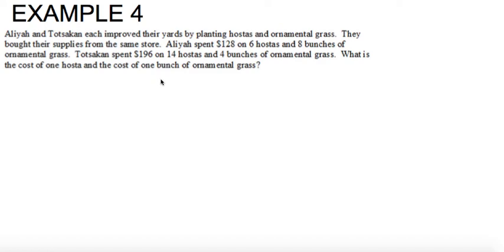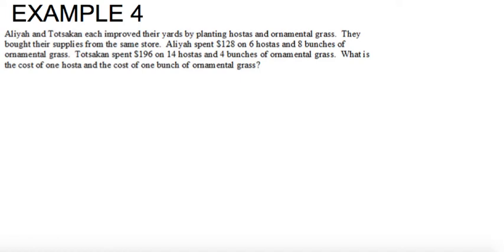Example 4, solve the system in word problem form. So we have Aaliyah and Tatsukan each improved their yard by planting hostas and ornamental grass. They bought their supplies from the same store. Aaliyah spent $128 on 6 hostas and 8 bunches of ornamental grass. Tatsukan spent $196 on 14 hostas and 4 bunches of ornamental grass. What is the cost of 1 hosta and the cost of 1 bunch of ornamental grass?